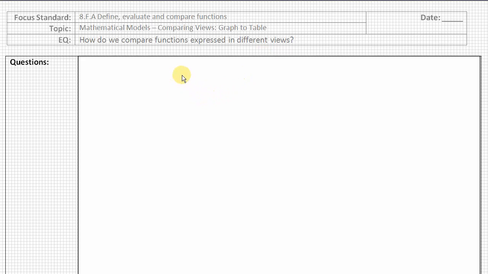So today we're going to jump right into it, looking at a story problem that involves some data represented in a graph and some data represented in a table. Let's take a look.